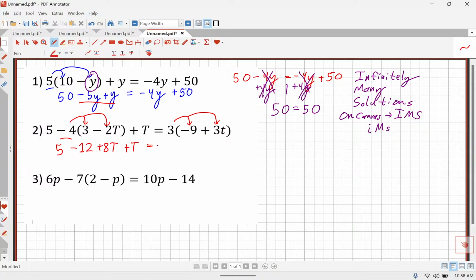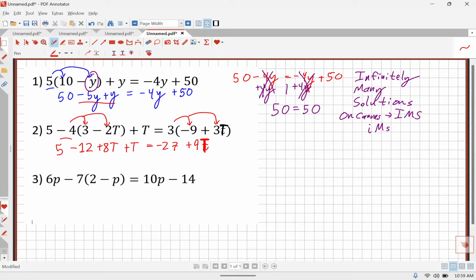3 times -9 is -27. Did I make a mistake? Oh, whoops, that's supposed to be a capital. That is indeed a typo. Thank you. That should be a capital. Because if they were a capital and lowercase, those do indeed mean different things. So that would be really bad.